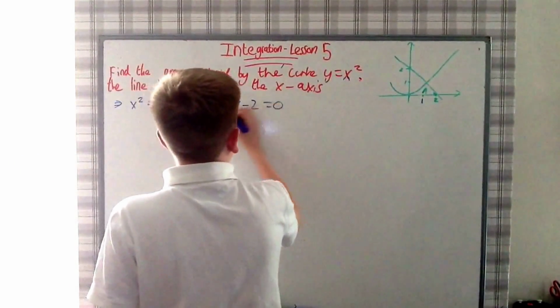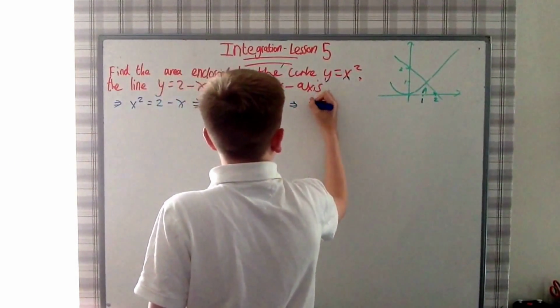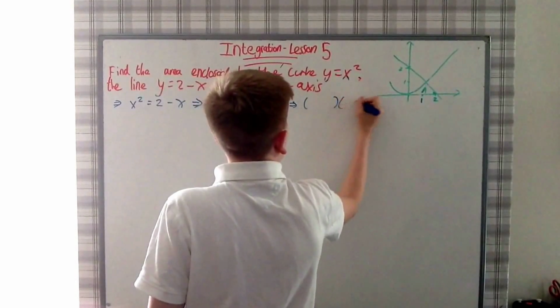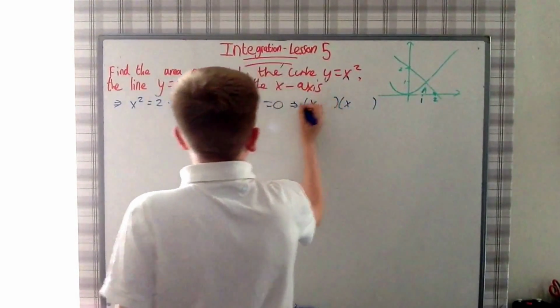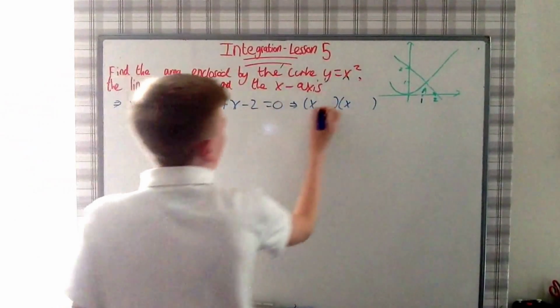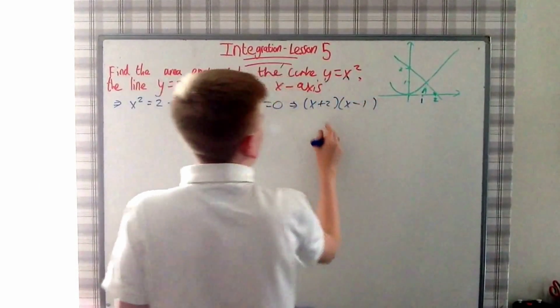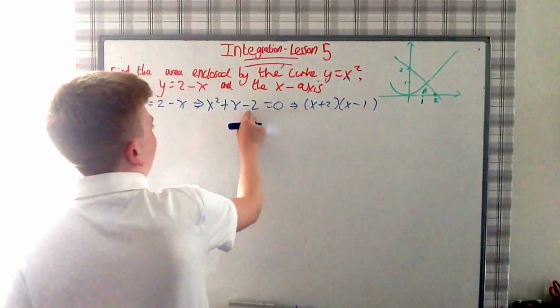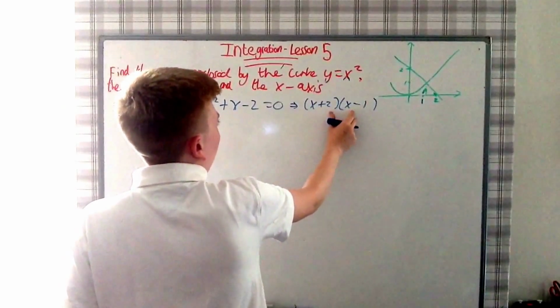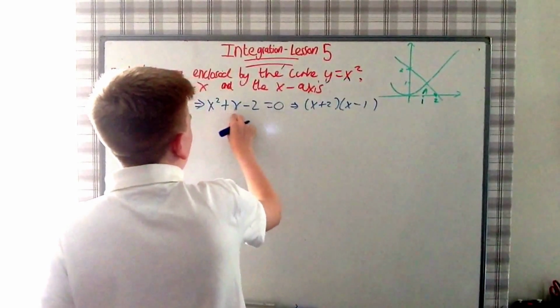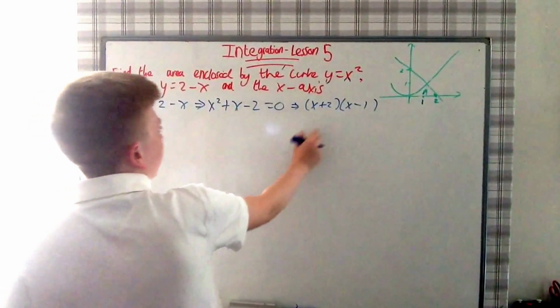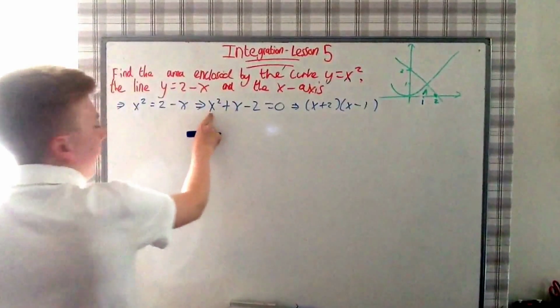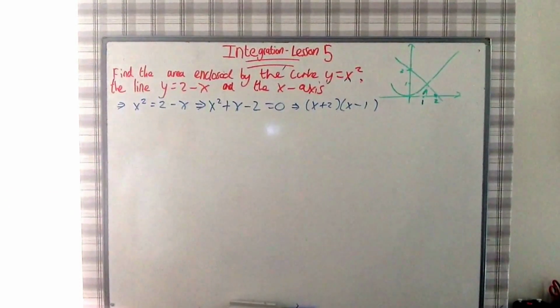Now we can factorise this. So we're going to get x plus 2 and x minus 1. Okay? 2 multiplied by minus 1 gives us minus 2. 2 multiplied by x, 2x, minus x. 2x minus x is plus x. x multiplied by x gives us the x squared. Okay? And this is equal to 0.